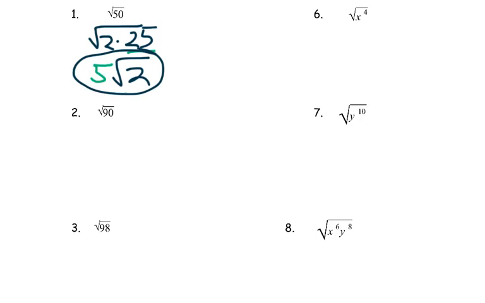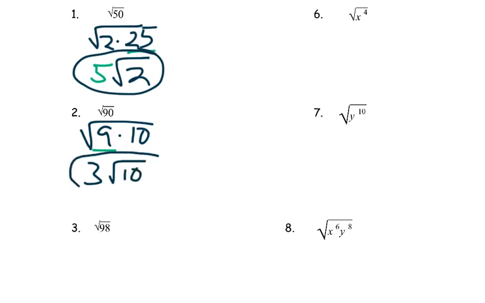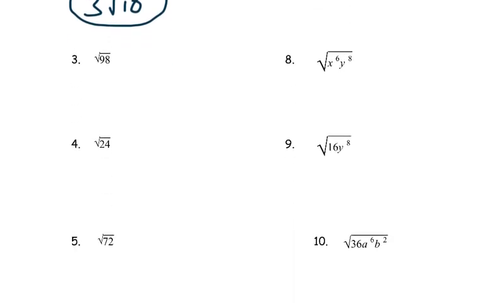Not too shabby. Take a look at number 2, square root of 90. Here we go. Break that down. Well, I'm going to break that down into 9 times 10 because I know 9 is a perfect square, so it gets to escape. The square root of 9 is 3. And 10 cannot be broken down into perfect squares, so it's just going to stay there, trapped inside the radical sign. Done with number 2, moving on to number 3.